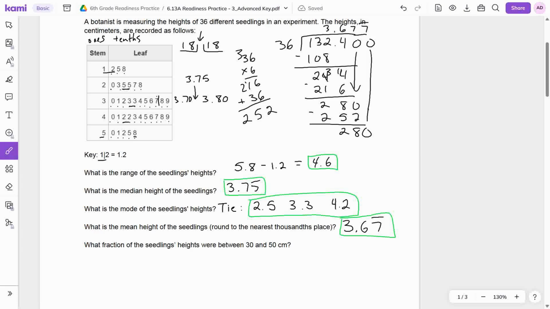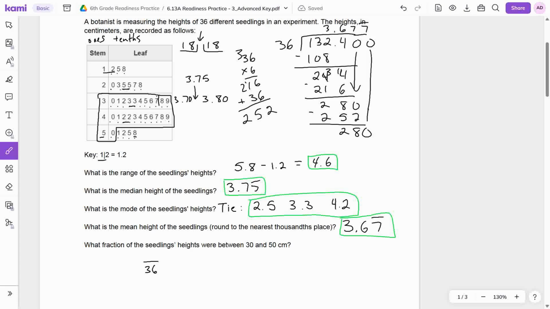So what fraction of the seedlings were between 30 and 50? And so let's see, 30 and 50. So we are going to include the 30 and the 50. So I'm going to just kind of draw a box around them. 50 goes to right there. All right. So I need to count all of those up. I know it's going to be over 36. At least initially, I might be able to simplify.